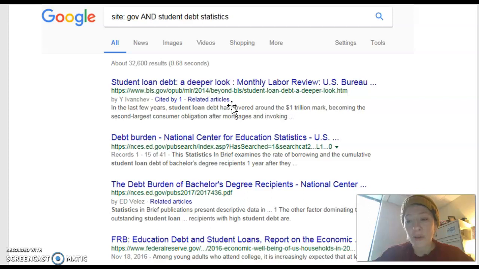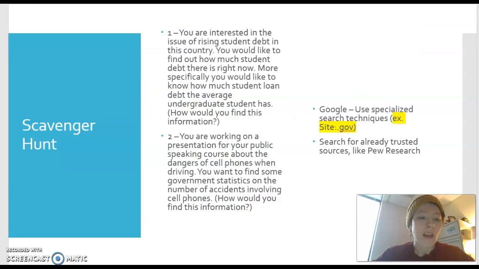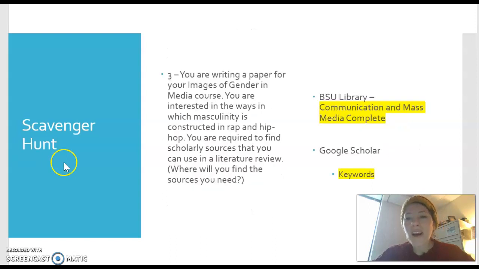That's really useful in the research world, where this can take you a very long time to find the highest quality information. Another option is to go to trusted sites, places like Pew Research, and look specifically for stats from those places, rather than try to wade through the entire World Wide Web. Google's also not the best place to go for all of the stuff you might want to find.